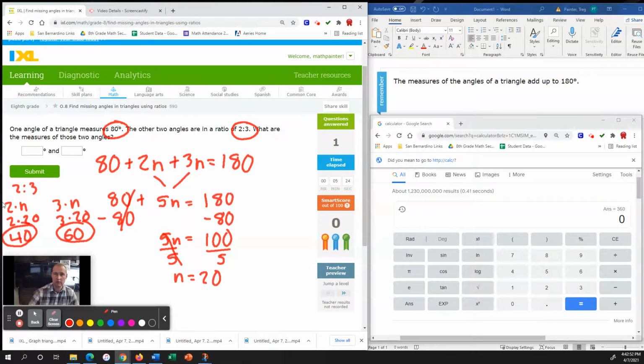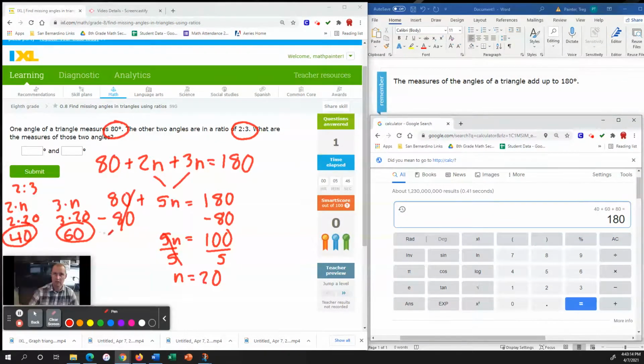Now, you know you got it correct when you can add them all up and they add up to 180 degrees. So here we go on the calculator. We've got the calculator open to the right side. We're going to do 40 plus 60, and again, this is just a check, plus 80. Hopefully it's 180 degrees. And it is, so we know we got it right.